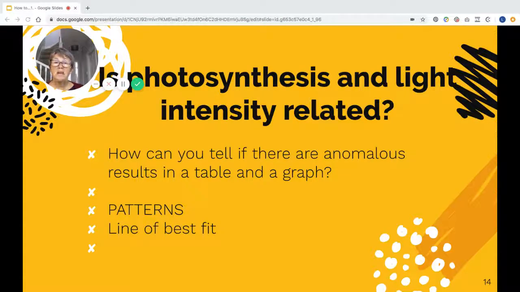So how can you tell if there are anomalous results? In a table and a graph, you need to know. So you're looking for patterns. It's very common to be given a table of results and you have to identify an anomalous result. And then the next part to the question will always be, what will you do with that anomalous result? And you've got 2 options. You can either say repeat the experiment and find the new mean average, or you can say take the results out and find an average without that set of results.